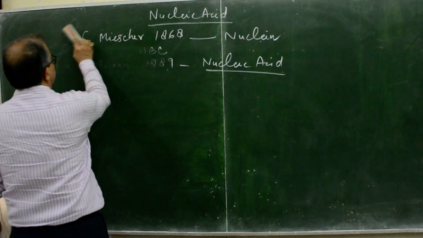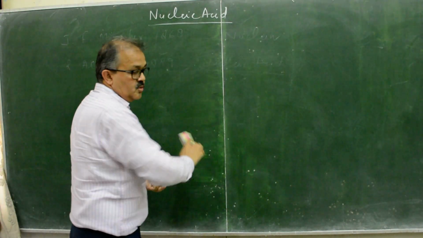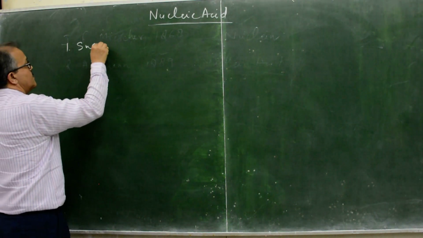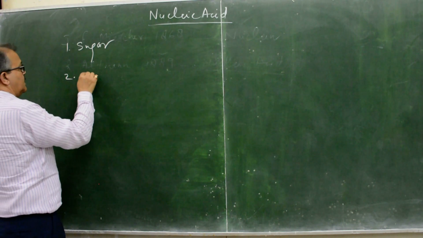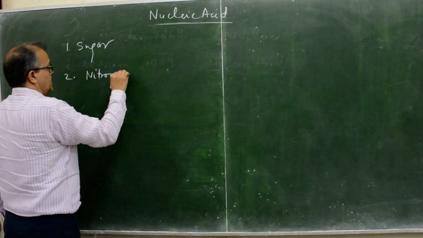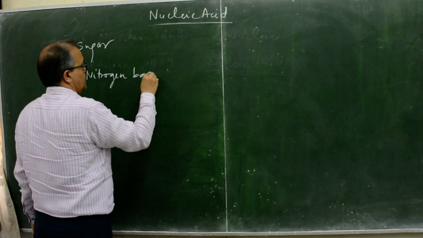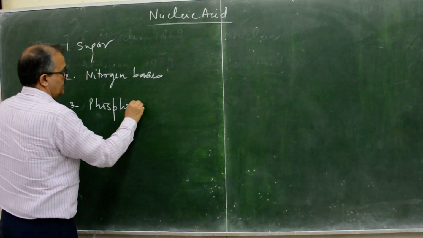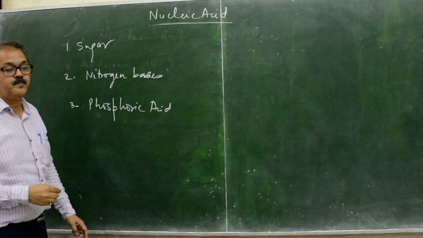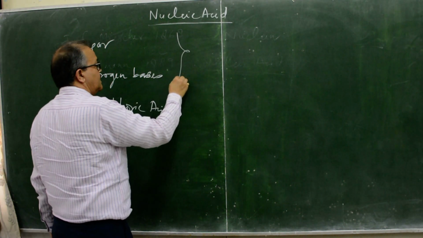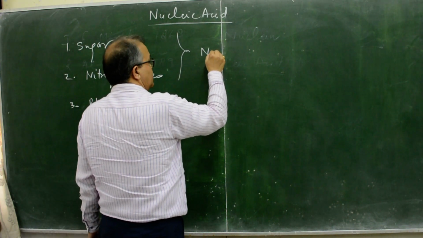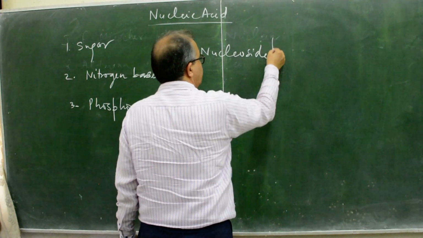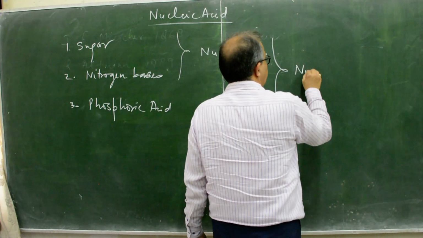There are three components of the nucleic acid which I will discuss one by one. The first component is the sugar. The second component is the nitrogen bases. And the third component is the phosphoric acid. Sugar and nitrogen base form nucleoside, and the nucleoside and phosphoric acid make the nucleotide.